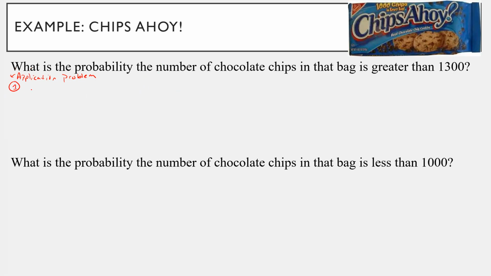So step 1, the first thing you're going to do is define the variable. We already did that. So that was done on the previous slide, and we're going to write the probability statement. So I want to find the probability that the number of chips in those bag X is greater than 1,300. Okay, that's the goal. That's what I want to find. All right, does anybody remember what step 2 was?